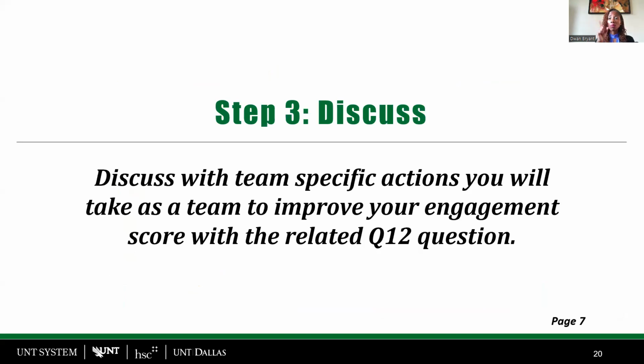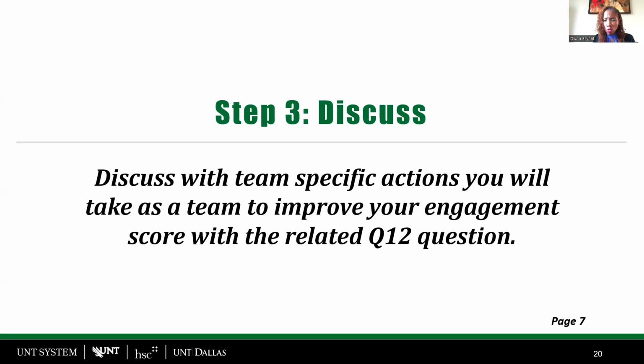All right, so remember, step 1 was prepare. Step 2 was identify. Now 3, we're going to discuss. We're going to discuss with the team specific actions you will take as a team to improve your engagement score with the related items. So whatever steps you decide on, make it actionable.